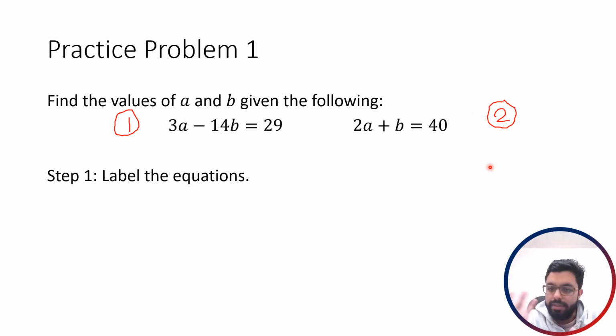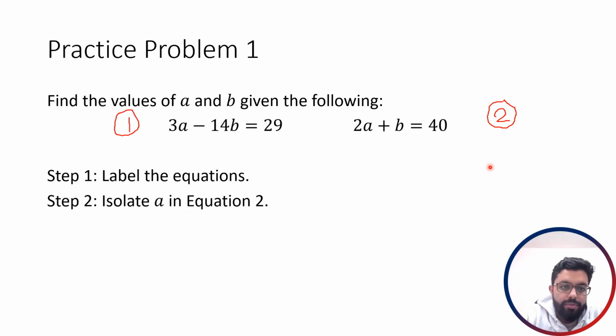1 and 2, A and B, doesn't matter. Step 2, I'm choosing to isolate the variable a in equation 2. Now you don't have to do this. Technically, you could isolate a in equation 1. You could isolate a in equation 2. You could isolate b in equation 1. Sorry about the sound, that's the fridge. And you could isolate b in equation 2. All four of those are equally valid, correct options. There's no wrong choice of which variable to isolate. The only thing is some of them are harder than others. Some of them are more difficult to isolate than others.